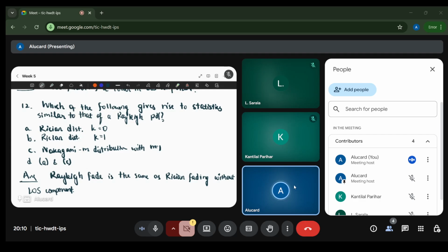In Nakagami distribution with m equal to 1, we'll have to go to the lecture and check if that matches Rayleigh fading or not. It will either match or it won't match, so I can't tell you the answer directly. You'll have to go and check in the lecture videos.